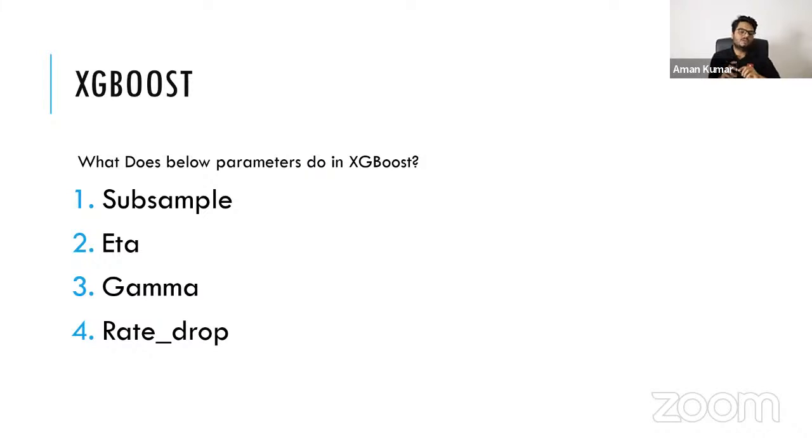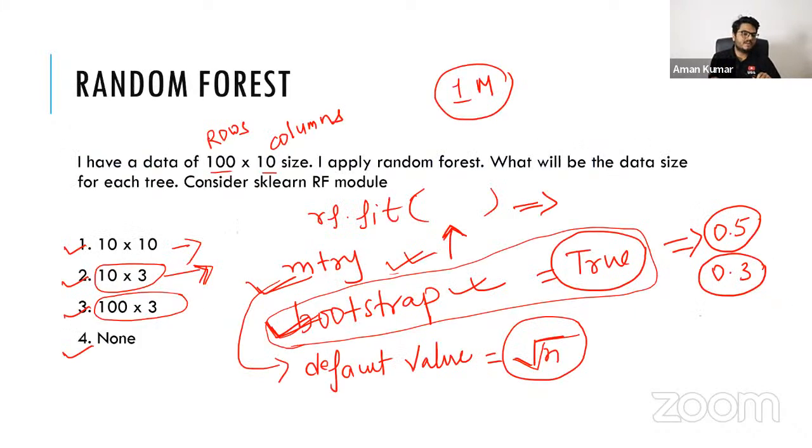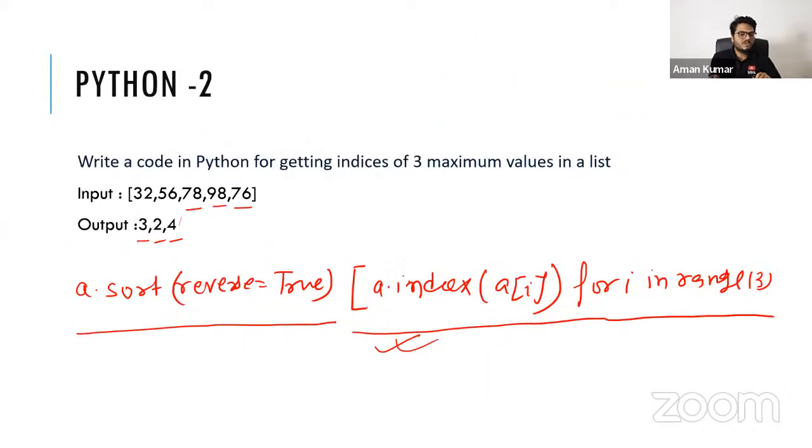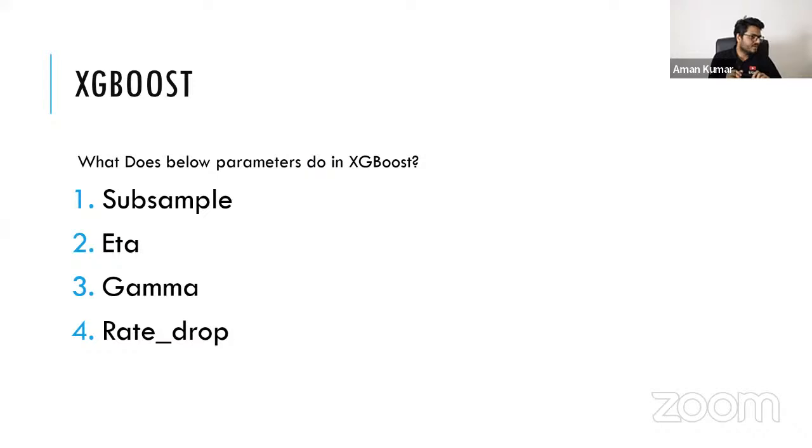So you have to tell me if you are noticing, guys, I'm covering from different algorithms. Linear regression, logistic regression, then Python, then decision trees, then random forest, then again Python, and now I'm going to XGBoost. So you have to tell me what each parameter does in XGBoost without looking at documentation, obviously based on your understanding. Subsample, eta, gamma, and rate drop. Can you tell me in the comments? Don't tell me the bookish definition, okay? Don't tell me that this is the learning rate. From an implementation point of view, when you implement XGBoost, then you know what you will use subsample for.